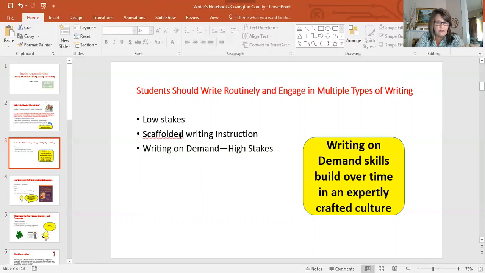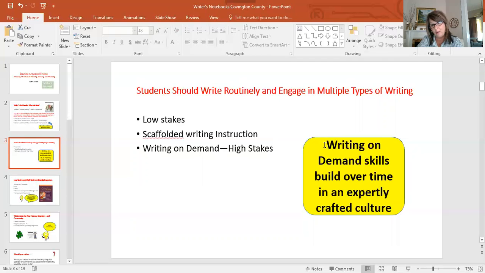And then there's another type of writing that's not typically done in notebooks, but it's called writing on demand, and that's very high stakes. And that's like what your state test is. State test has students write on demand. So there's a prompt, there's a time frame. And what people often miss is that students won't just be able to write on demand. They won't be able to do high stakes writing well unless there's a lot of low stakes writing and some scaffolded writing instruction along the way.